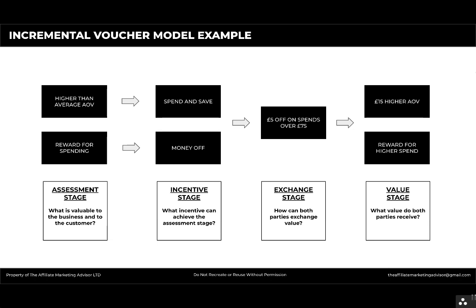We then, at the value stage, see that the £75 spend is £15 higher than a typical average spend from a customer. There you go. By offering that £5 off, the business is getting a £10 incremental increase on basket value. The customer is also receiving some form of value from being rewarded for spending more than the average customer would.